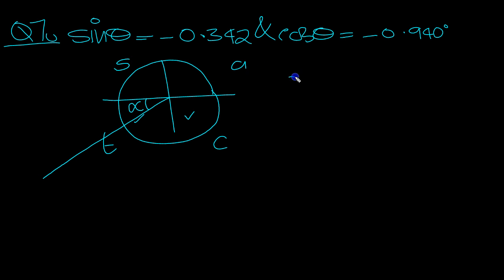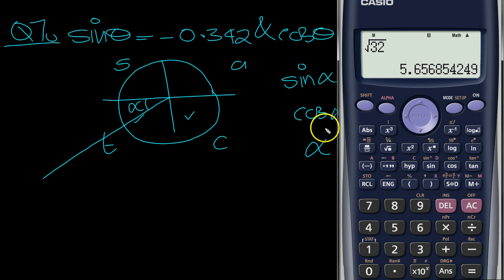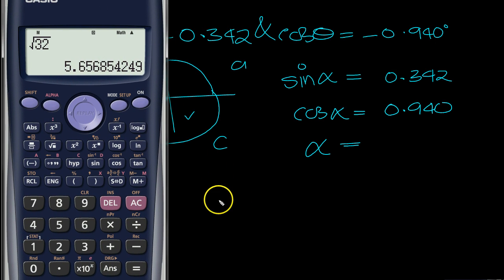Mark off alpha and simply write sine alpha is equal to minus 0.342. We drop the negative if there is one to drop. And also from this equation we also have cosine alpha is equal to, and drop the negative if there is one to drop. Now if these equations are compatible, the alpha will come out as the same value on both equations. So let's have a look at that and see if it does. If it doesn't, there's no solutions.